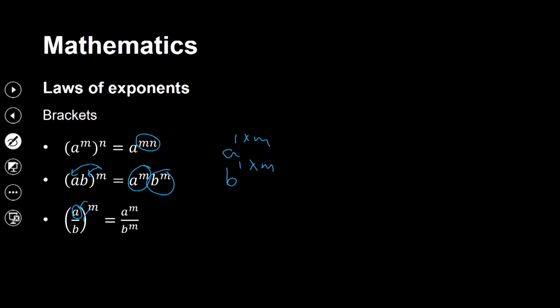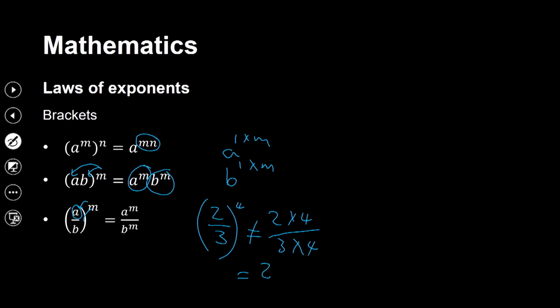So let's use numbers so that maybe we understand what I mean. If I have 2 over 3 to the exponent of 4, and I want to know what the answer is there, this will not be equal to 2 multiplied by 4 over 3 multiplied by 4. That's not what I mean. But if you do it correctly, this is supposed to be 2 to the exponent of 1 multiplied by 4 over 3 to the exponent of 1 multiplied by 4. And then you can simplify that and get your answer. You can use your calculator or you can just do mental maths there.